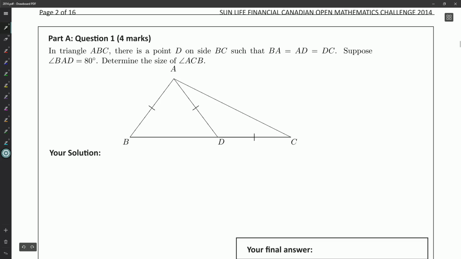A1. In triangle ABC, there is a point D on side BC so that AB is equal to AD is equal to DC. I'm seeing a lot of isosceles triangles. There are 2 of those right there. Suppose that angle BAD is 80 degrees. Determine the size of angle ACB. ACB is down here. We might call that X, or theta, if we're a little older or have done a lot more math on our own, but we just want to figure out X.